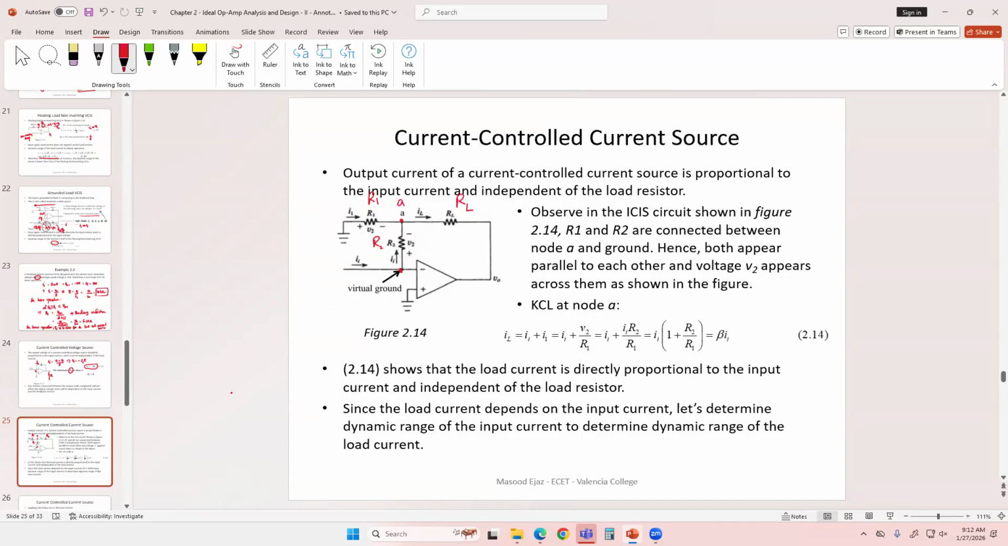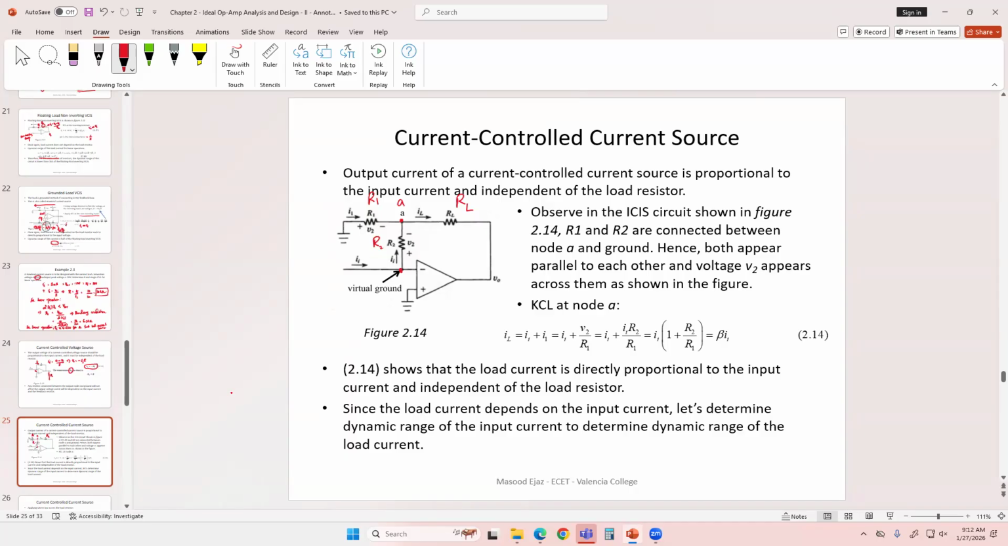So these two resistors, although they don't appear to be parallel to each other, in this circuit will act as parallel to each other. So whatever the voltage across R1, the same voltage is going to appear across R2, and we are assuming that voltage to be V2.